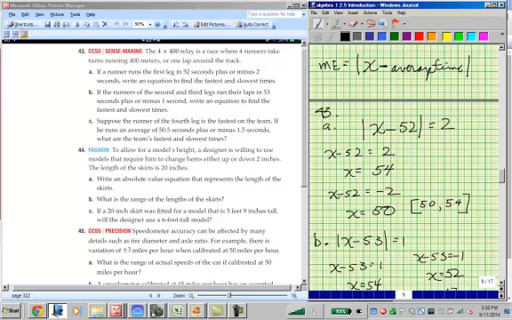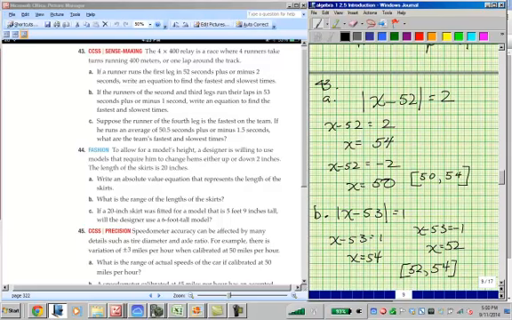So we make the two equations. x - 53 = 1. Add 53 to both sides, and you get 54. x - 53 = -1. And then add 53 to both sides. Negative 1 plus 53 is 52. So this runner's spread is from 52 to 54 seconds.